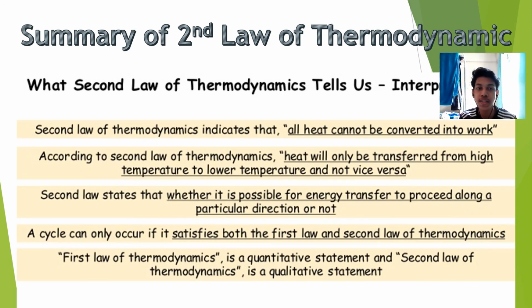The last one is the summary of the second law of thermodynamics. The first one, the second law of thermodynamics indicates that all heat cannot be converted into work. According to the second law of thermodynamics, heat will only be transferred from high temperature to lower temperature and not vice versa. The second law also states whether it is possible for energy transfer to proceed along a particular direction or not. Next, a cycle can only occur if it satisfies both the first law and the second law of thermodynamics. The last one is that the first law of thermodynamics is a quantitative statement, and the second law of thermodynamics is a qualitative statement that we must understand.